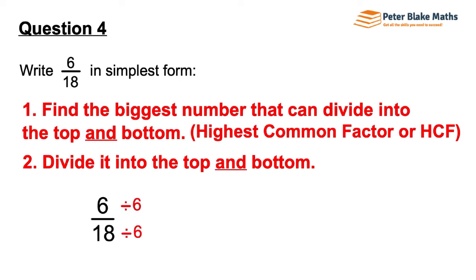That would be 6. So 6 divided by 6 on the top gives us 1, and 18 divided by 6 on the bottom gives us 3. So 6 over 18 simplifies down to be 1 over 3, or 1/3.